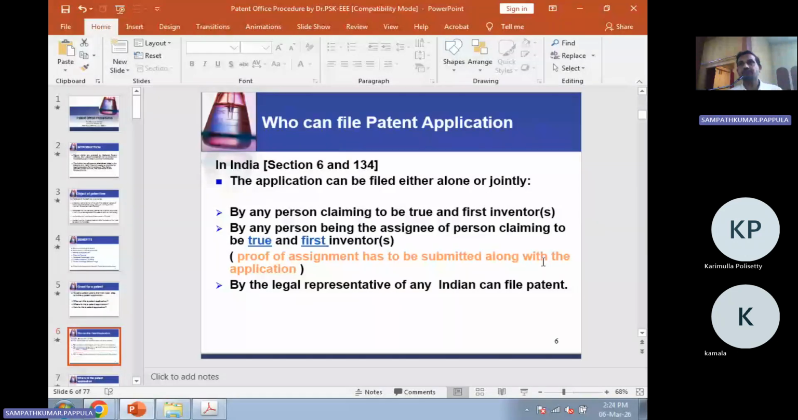It is permissible. So here in India, under sections 6 and 134, applications can be filed either alone or jointly. I alone can file a patent, or invent something alone or jointly as a group of 4, 5, or 12 members, maximum 12 members, right? The application can be filed by any person claiming to be the true and first inventor.